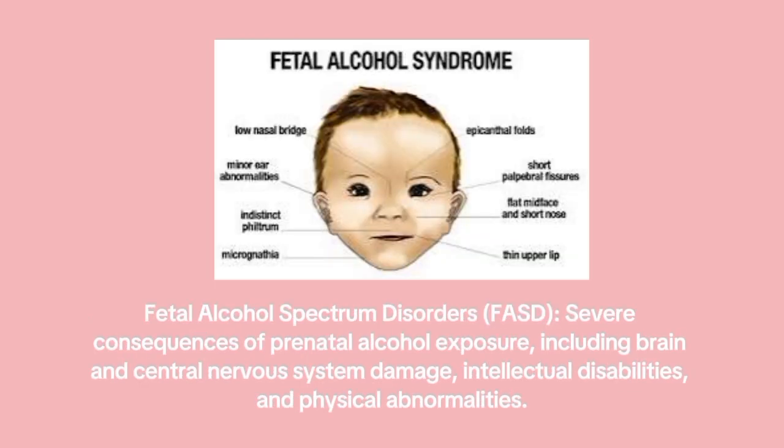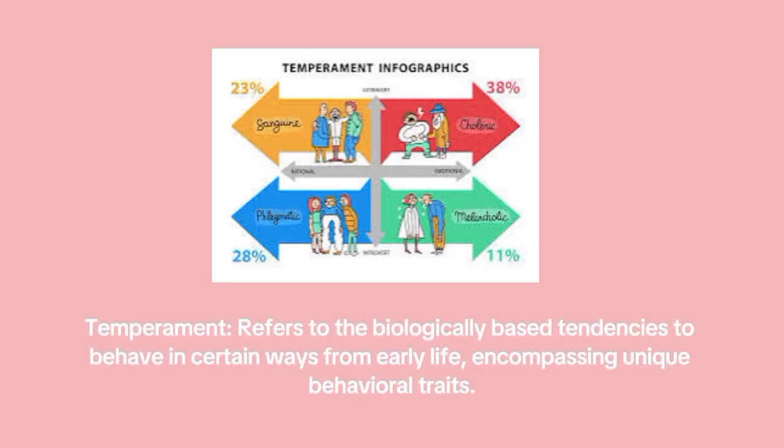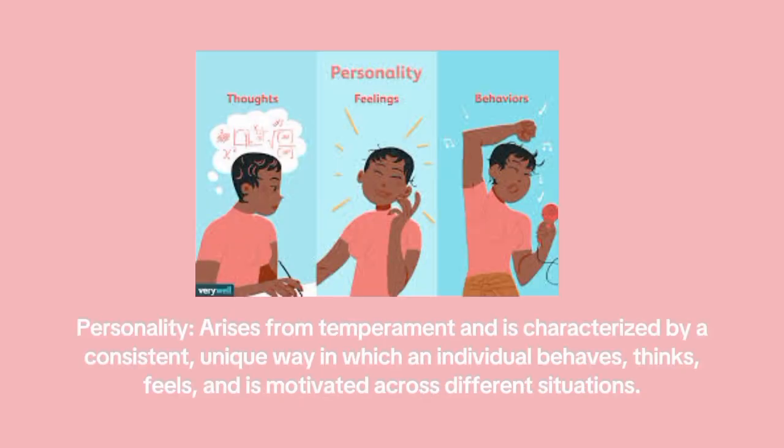Fetal alcohol spectrum disorders. Fast, severe consequences of prenatal alcohol exposure, including brain and central nervous system damage, intellectual disabilities, and physical abnormalities. Prenatal personality development. Temperament refers to the biologically based tendencies to behave in certain ways from early life, encompassing unique behavioral traits. Personality development. Personality arises from temperament and is characterized by a consistent, unique way in which an individual behaves, thinks, feels, and is motivated across different situations.